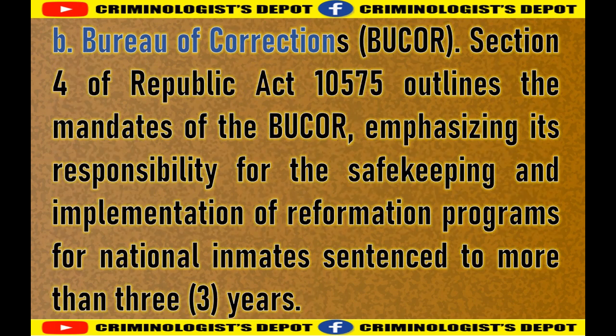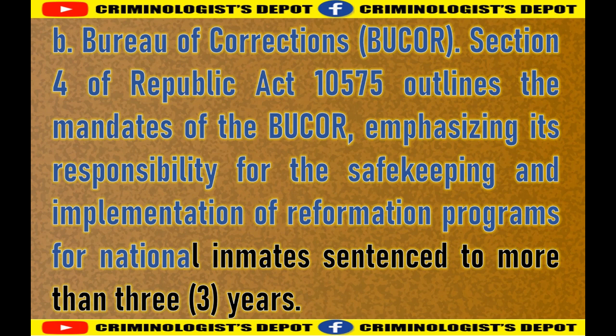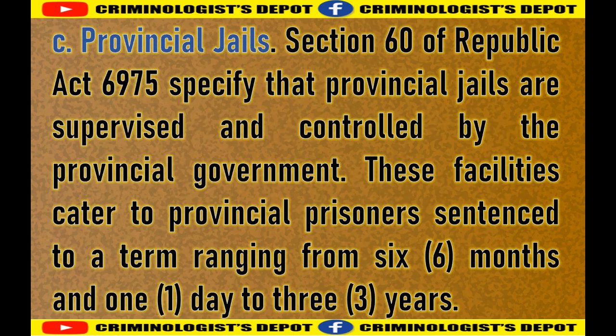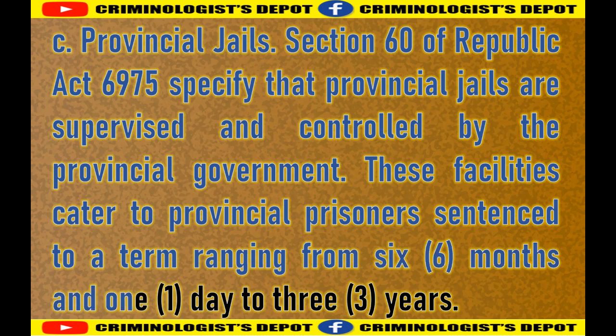B. The Bureau of Corrections, BuCor. Section 4 of Republic Act 10575 outlines the mandates of the BuCor, emphasizing its responsibility for the safekeeping and implementation of reformation programs for national inmates sentenced to more than 3 years. C. Provincial Jails. Section 60 of Republic Act 6975 specifies that provincial jails are supervised and controlled by the provincial government. These facilities cater to provincial prisoners sentenced to a term ranging from 6 months and 1 day to 3 years.